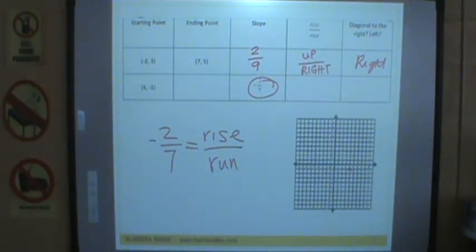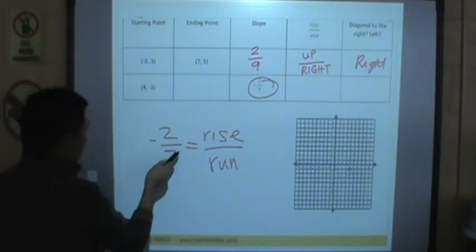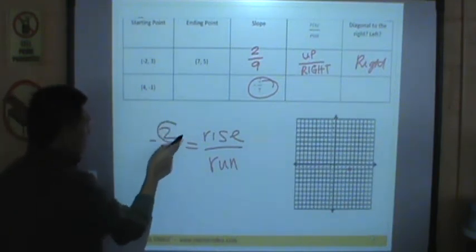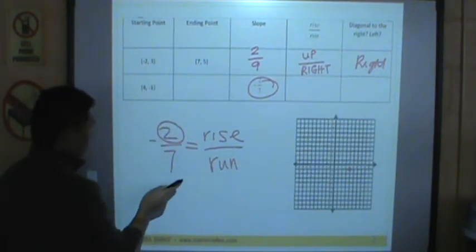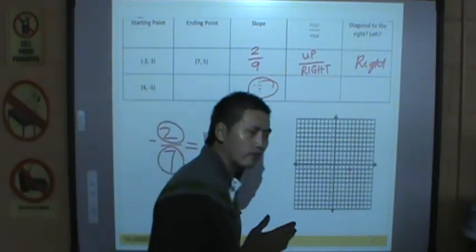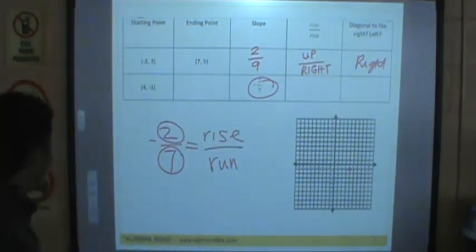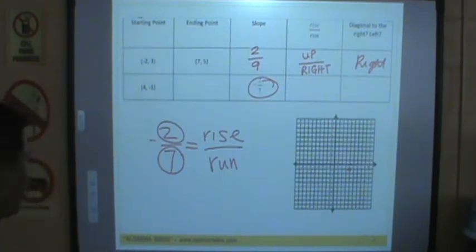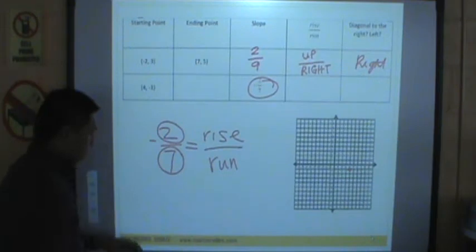Because the rise over run is -2/7, that means you have to go up twice, and you have to run 7 times. Now, what's going to be your direction when you run? Are you going to go left or right for this slope, -2/7? Let's try this.